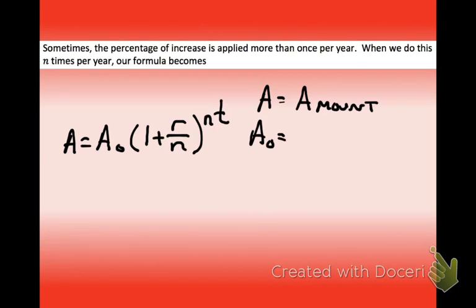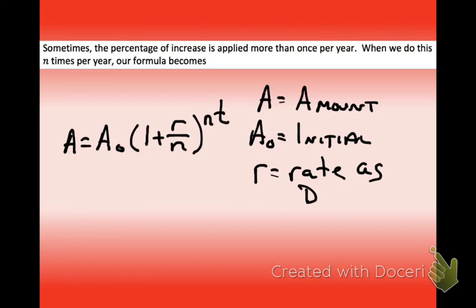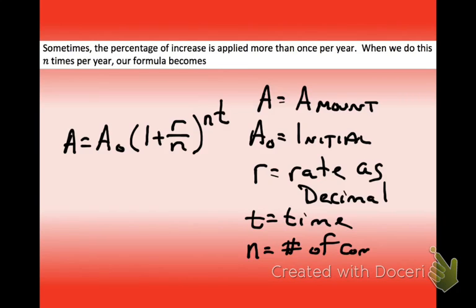a sub 0 is still your initial amount. r is still your rate as a decimal. t is still time. But now n is going to be the number of compounds per year. And I think that's going to go into the little logo in the corner. I'm sorry if it does. So that is your new formula. The things that change are now you have your n's here, taking into account the number of compounds each cycle.